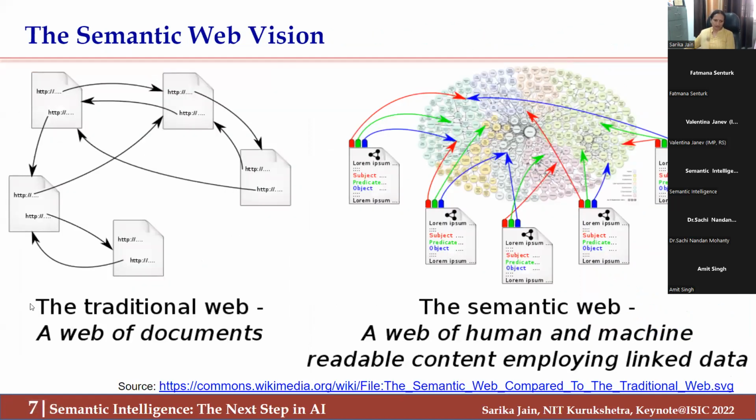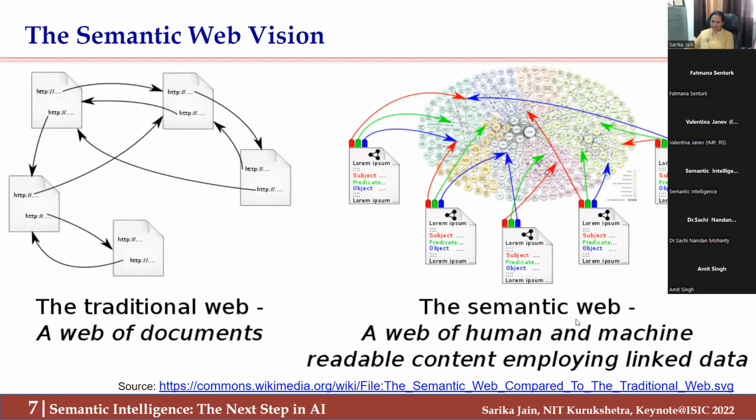If we talk about the semantic web vision, because I'm talking of semantic AI, I'm talking of semantic intelligence, how it comes in, I want to talk about the motivation of the same. This is all what I just discussed. We want to achieve it, but how to achieve it and from where the motivation has come. This is the semantic web vision.